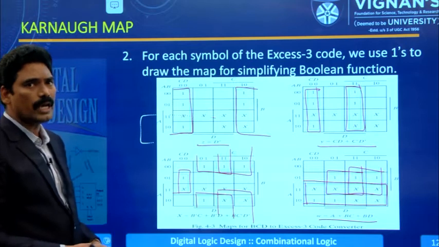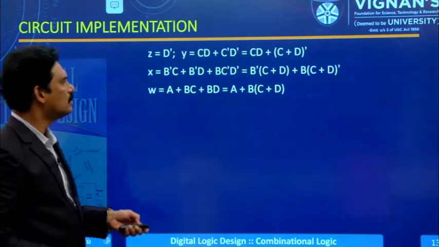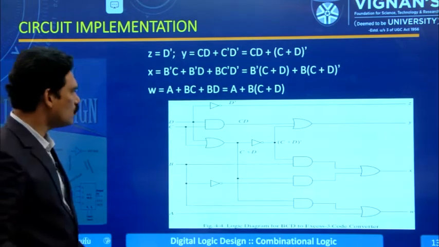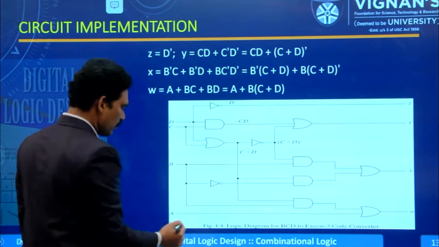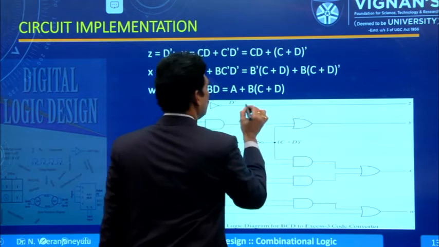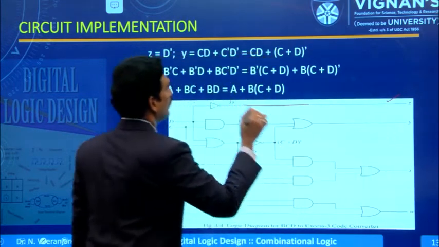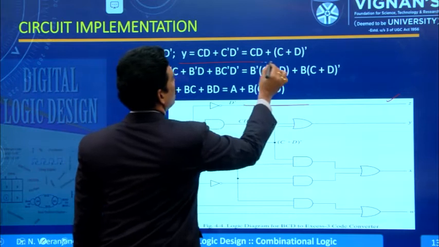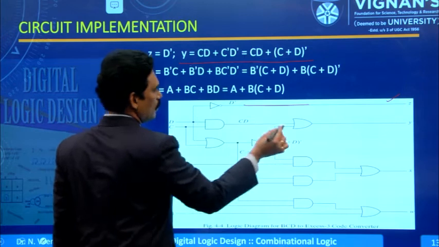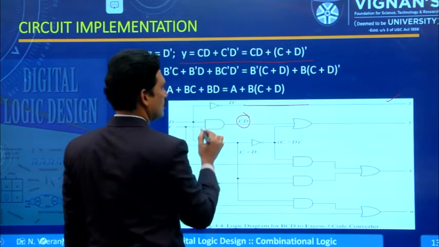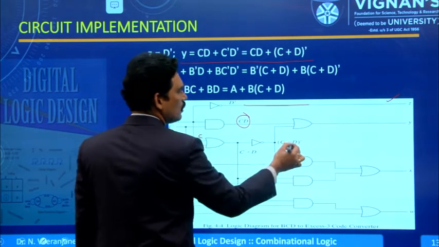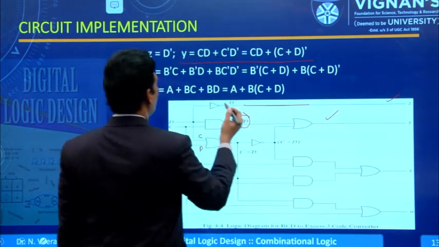Now, how to draw the logic diagram for this? These are the expressions, and the logic diagram is this one. Z is equal to D bar. And the second one, Y is equal to CD plus C plus D whole bar. This is C plus D whole bar. This is the second one.